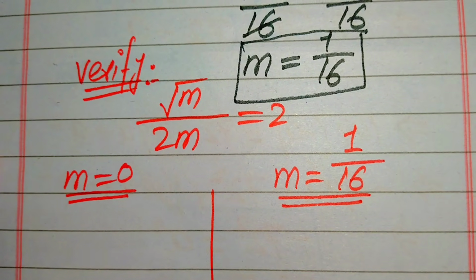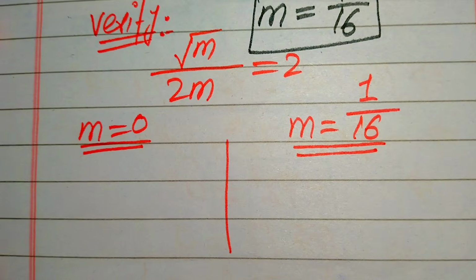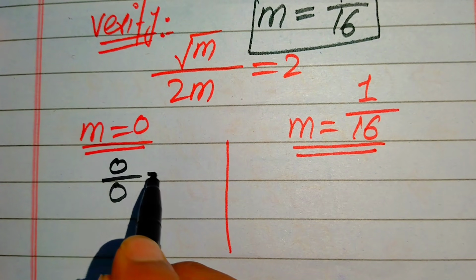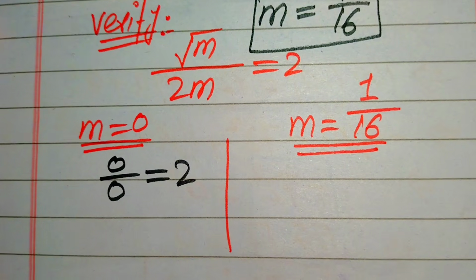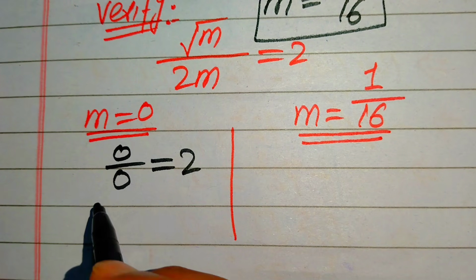First we verify m equals 0, so we substitute m equals 0 into the left-hand side, and it becomes 0 over 0 form equals 2. The 0 over 0 form is usually called an indeterminate form, or in other words, we say that it is undefined.